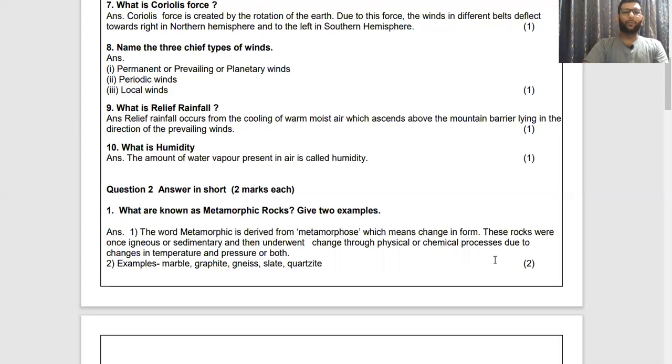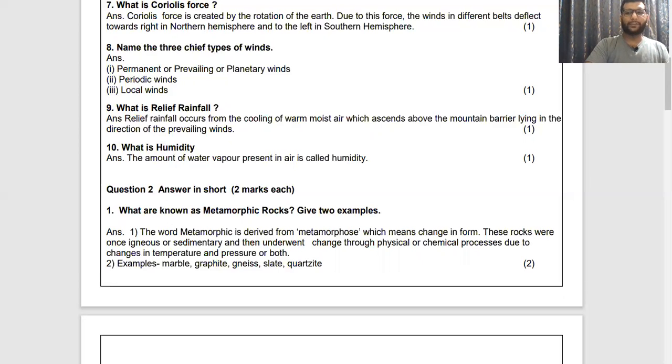The next question: what is humidity? The amount of water vapor which is present in the air is called humidity. So it's a very simple answer. You can score the full 1 mark. Remember one thing, children: in geography, you have ample scoring options. You need to capitalize on them, and that will fetch you really good marks.